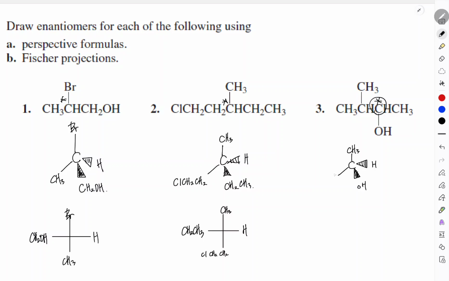This and this are in an enantiomer relationship, and that means this and this have to be identical. That's another way you can draw.